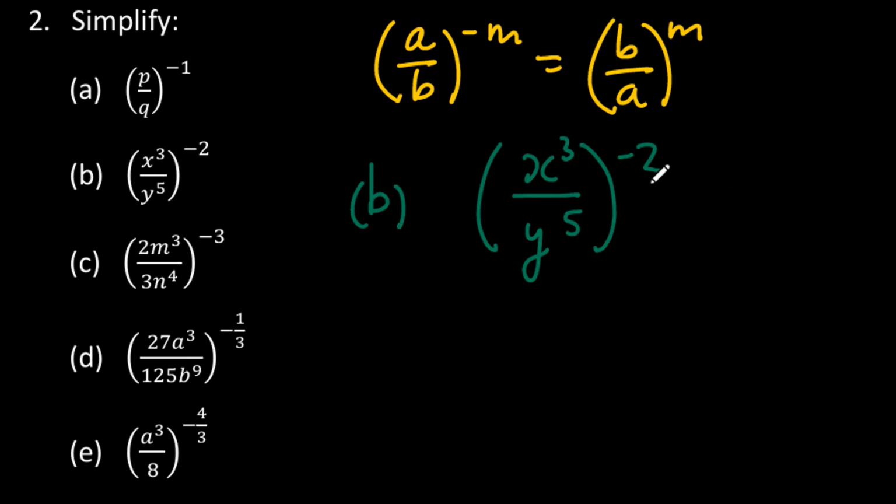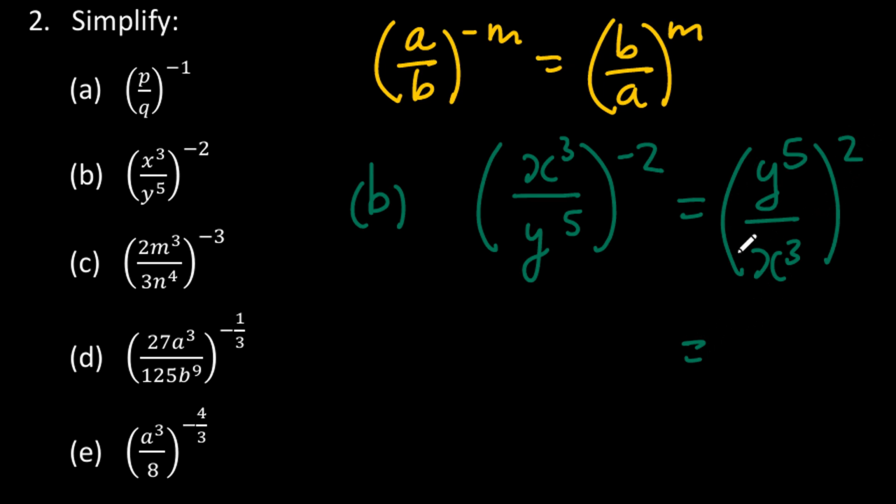Let's look at b. We can first invert the fraction, so we can write it as y to the 5 over x cubed. And of course, by this law, this power will become positive. So to the power of positive 2. Because we have brackets, we can multiply the powers. So we end up with y to the power of 10 over x to the power 6.